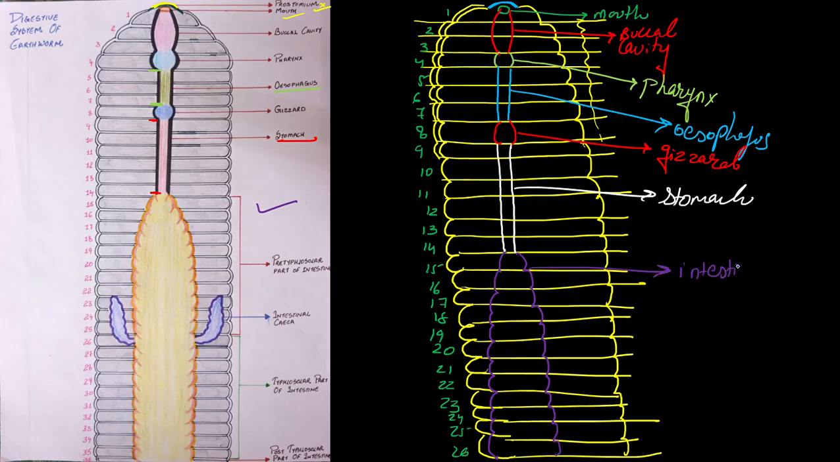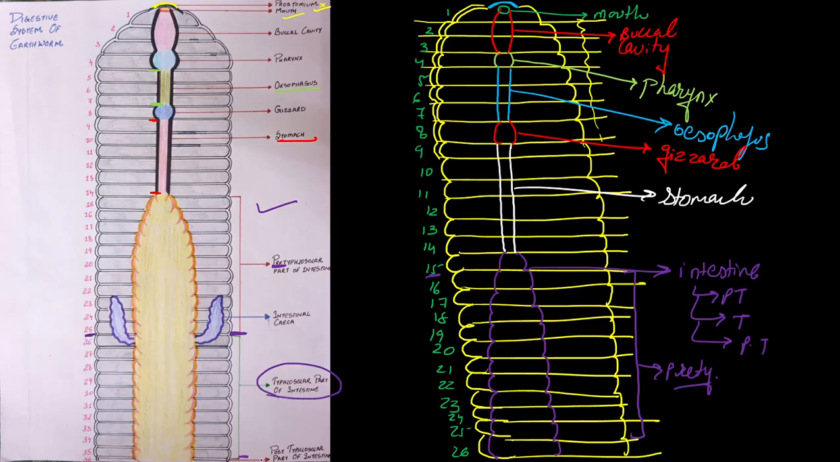We know that the intestine is divided into three parts. The first one is the pre-tiflosolar region, the second one is the tiflosolar region, and the next one is the post-tiflosolar region. Here you can see that from segment 15 till 25, the pre-tiflosolar region is present. Then from segment 26 till 35, the tiflosolar region is present, and from 36 onwards, the post-tiflosolar region will be present. So accordingly, you can mark this.